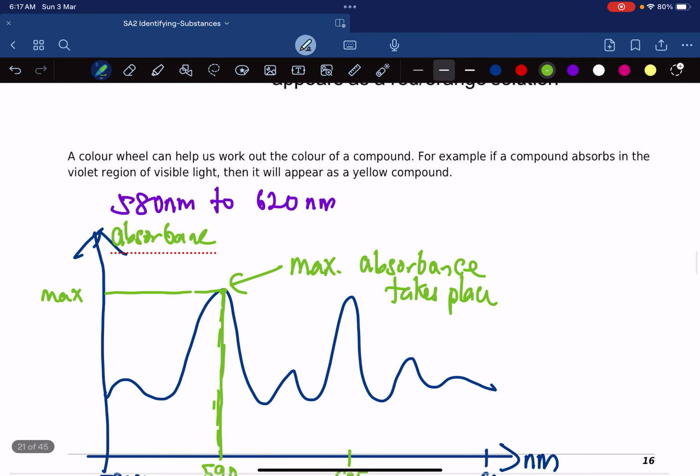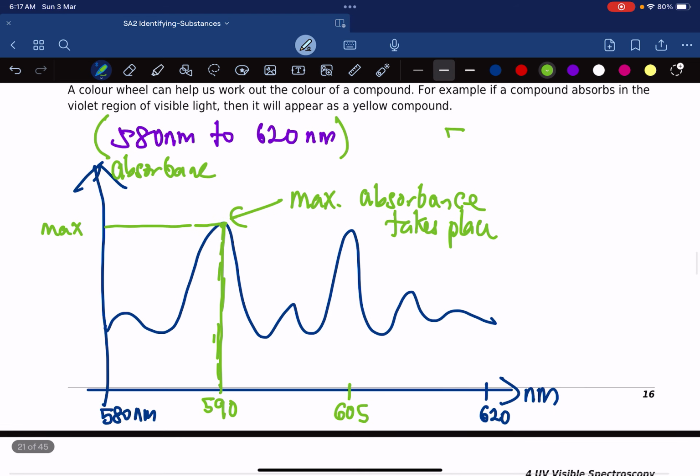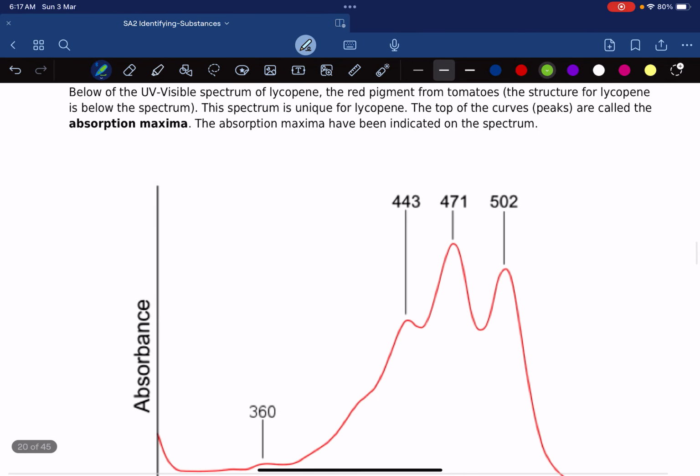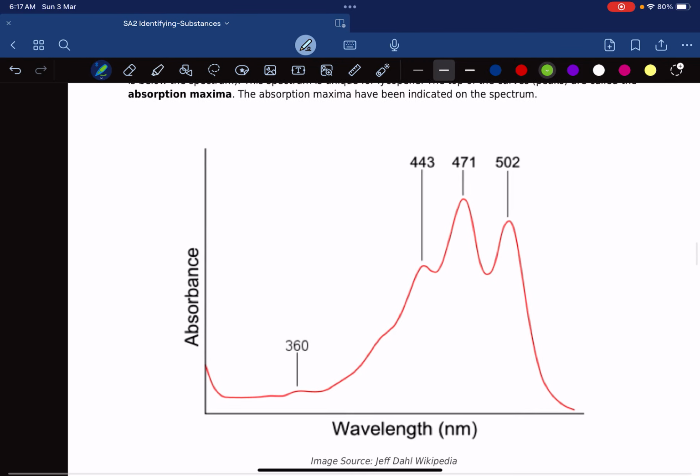So when we come back to copper sulfate, instead of using 580 to 620, instead of using all of it, what we can do is we can just focus on 590. We just use 590. We don't use 580, we don't use 610, we use 590. Why? Because at 590 there appears to be a maximum absorption taking place. Okay, like in this graph here.